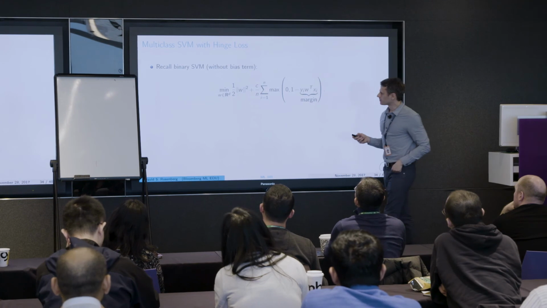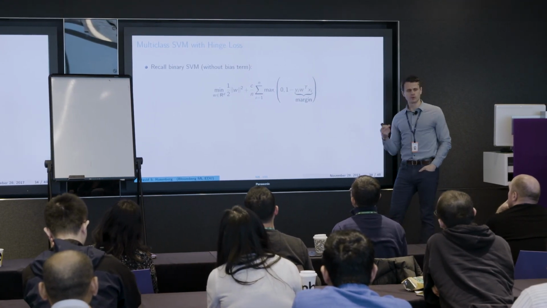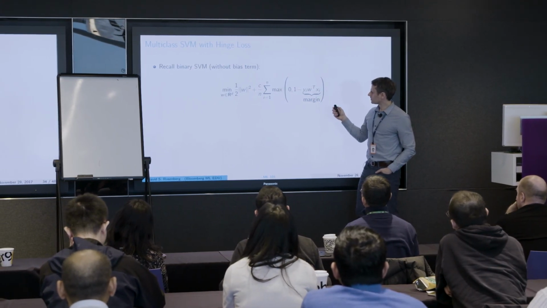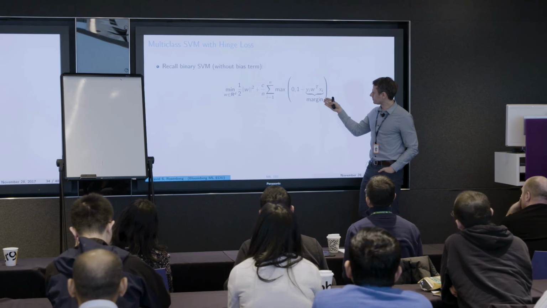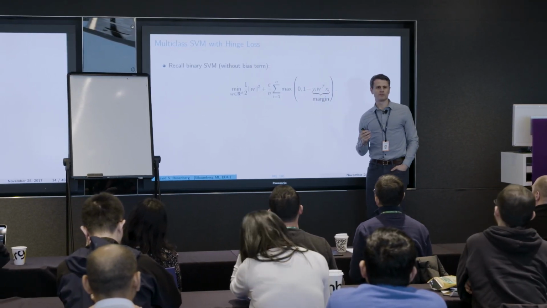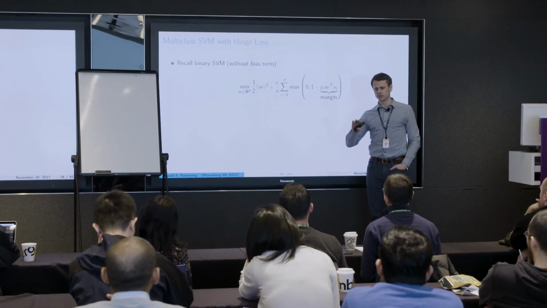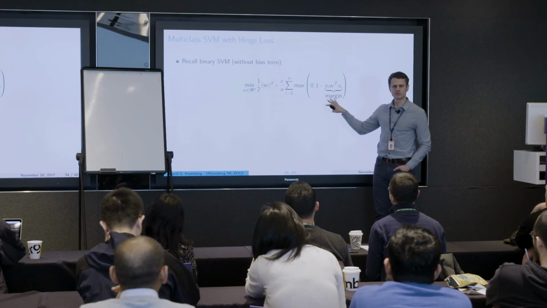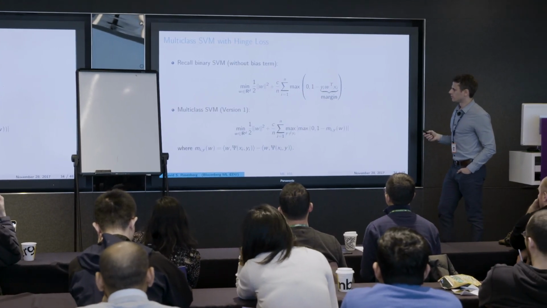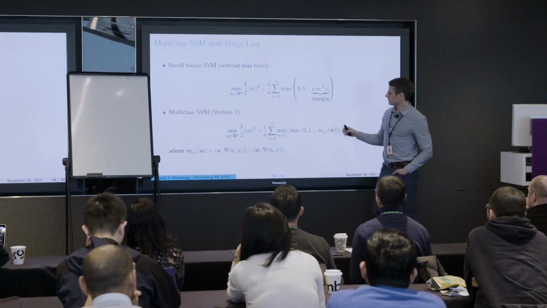Let's take inspiration from SVM. In SVM, this is our objective function. We have our margin, which we want to be large. And this one we can think of as our target margin, right? Because once we get to a margin of 1, we don't penalize anymore. That's what this is doing. So what if we took multiclass SVM like this? We have the same formulation.